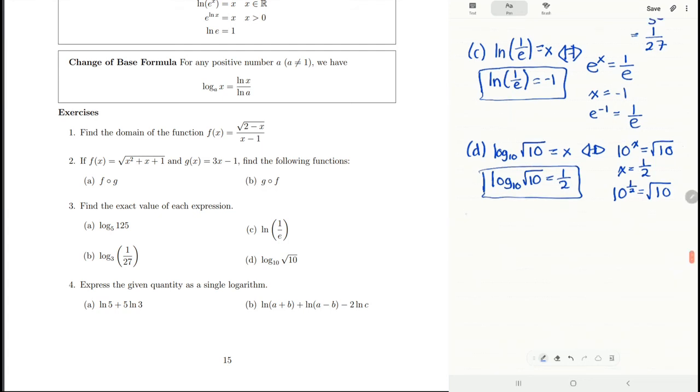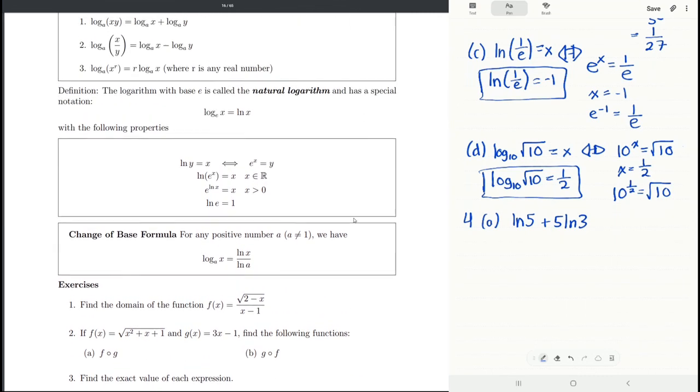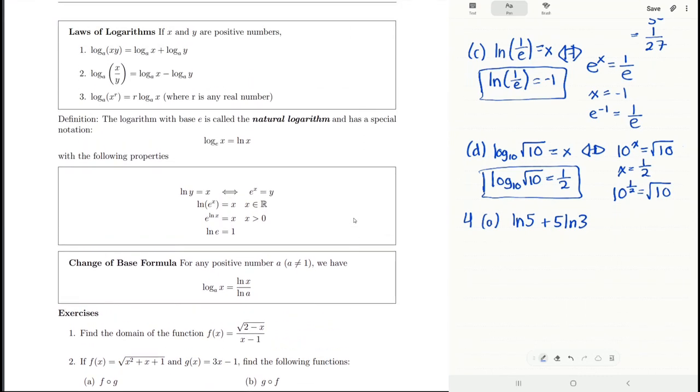Now in the fourth example, we have the natural log of 5 plus 5 times the natural log of 3. And we want to express this as a single logarithm. So we're going to need the laws of logarithms to simplify the expression. So let's first deal with the second term. So we have 5 times the natural log of 3.